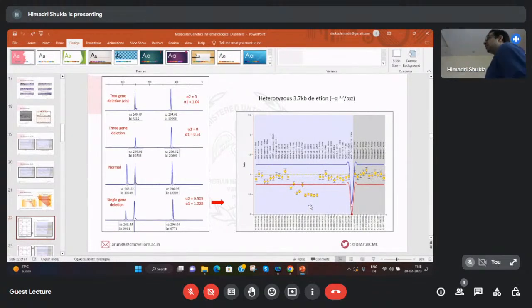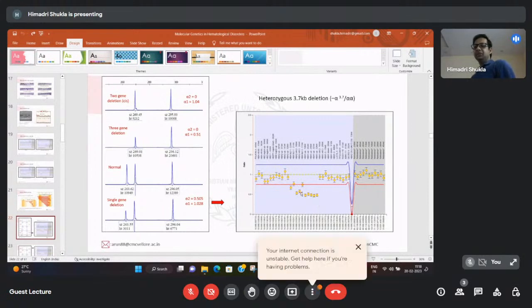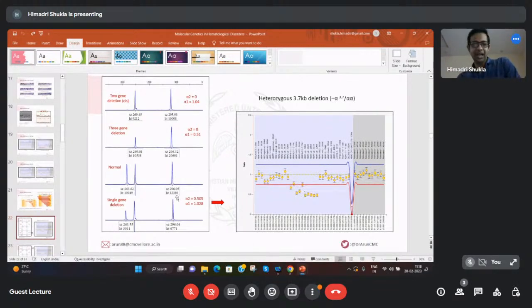So how many alpha globin genes are there? Yeah, you have alpha 1 and alpha 2. So you have totally 4 alleles, because 2 alleles for each, alpha 1 and alpha 2. So that is why there are 4 possible deletions, single, 2, 3 and 4 deletions. So if it's a single gene deletion, this is how it will look. Just like we saw earlier, there will be a ratio of 0.5 for a stretch of sequences, and that corresponds to a single gene deletion.